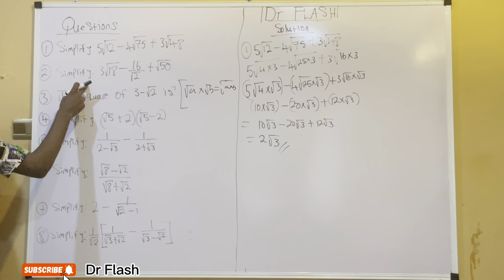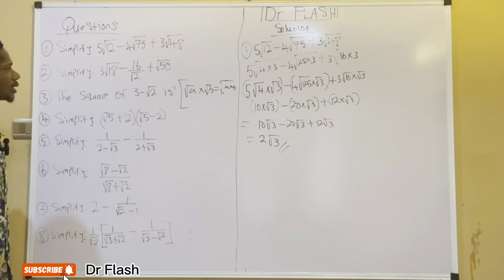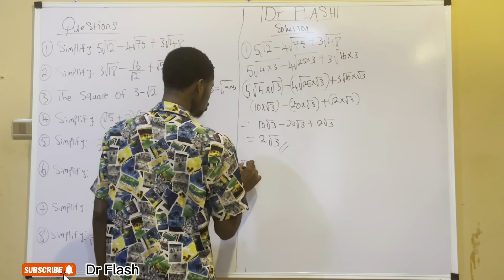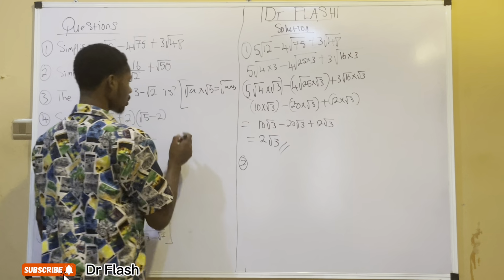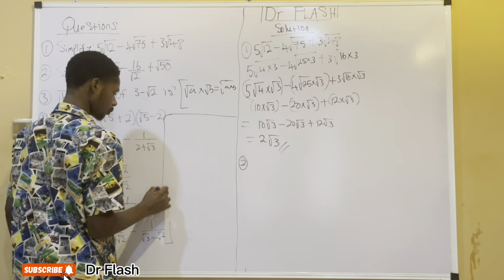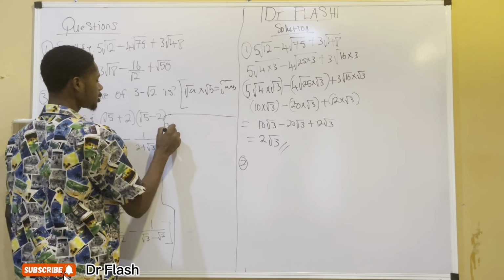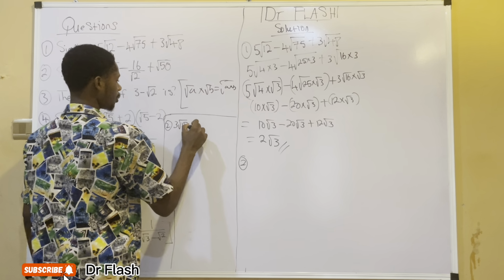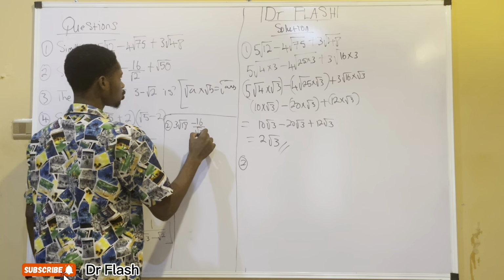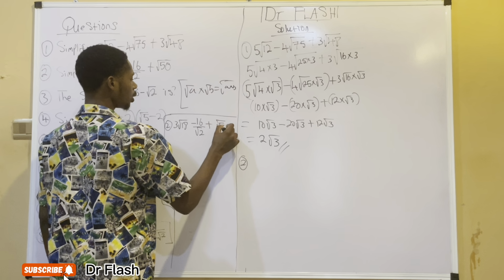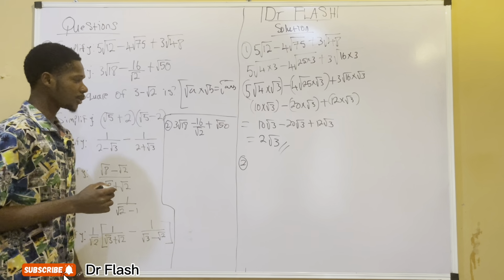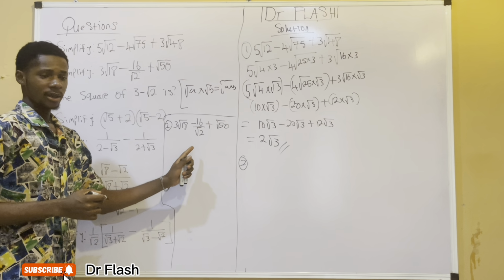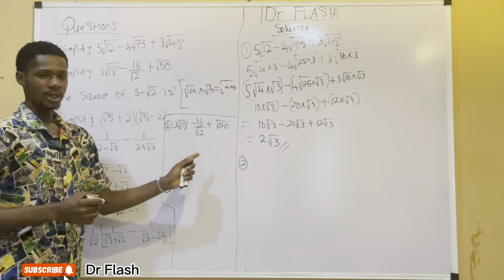Now question 2 says simplify 3 root 18 minus 16 over root 2 plus root 50. What are we going to get? How do we simplify this? Remember, you have to remove this from the denominator. That is very important. And then break these numbers down.